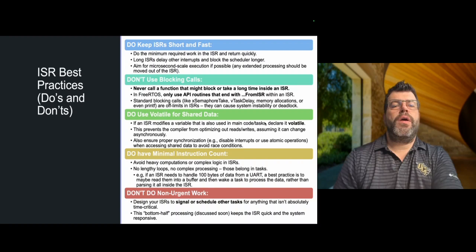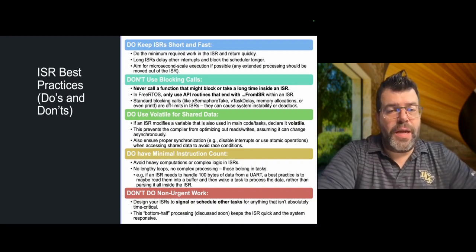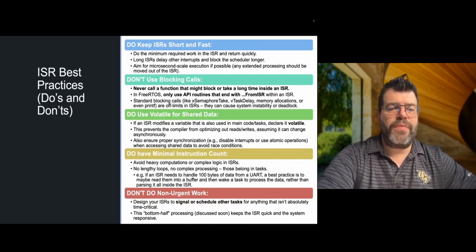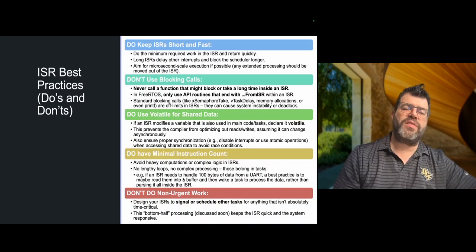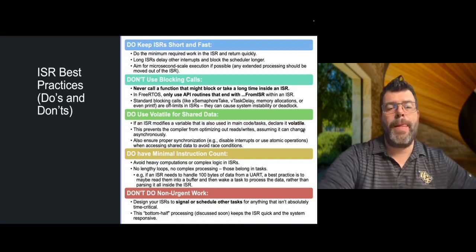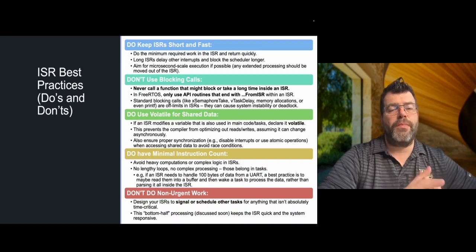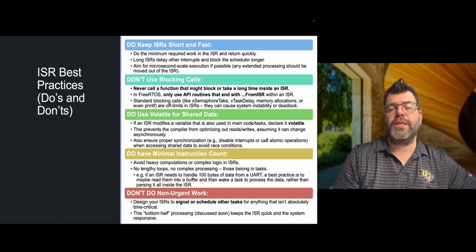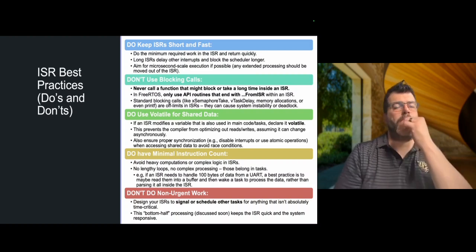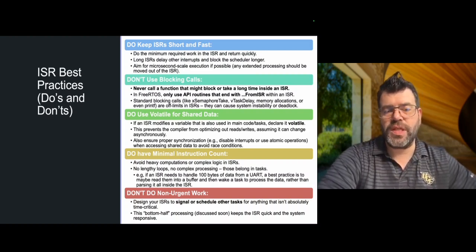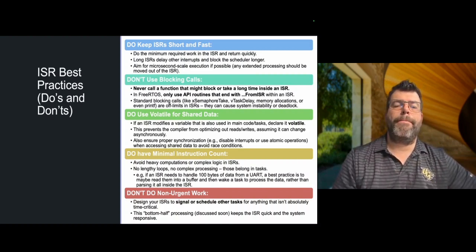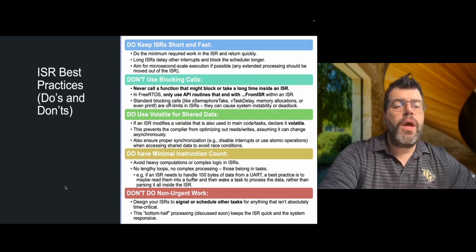Okay. Do use volatile for shared data. So if an ISR modifies a variable that's also used somewhere else, declare it volatile. It will prevent the compiler from optimizing out reads and writes. Also, use proper synchronization. We're going to talk much more about synchronization in the next couple weeks.